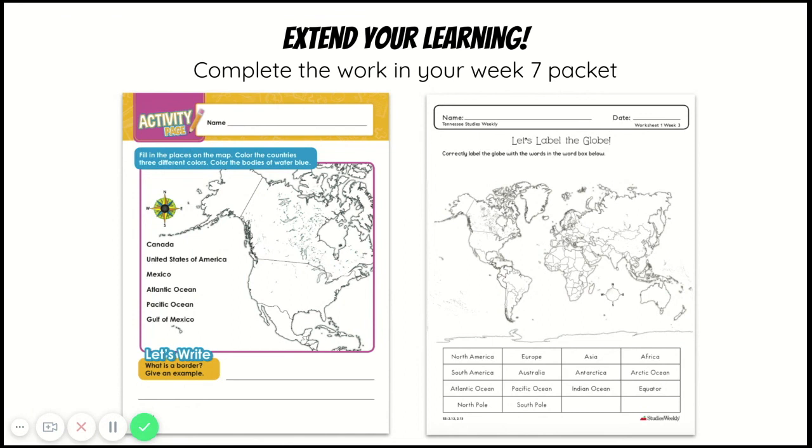The second page that is going to extend your learning with your Studies Weekly is called Let's Label the Globe. So you can use all of the different words in the word bank and try to label all the continents and oceans that you see. You can also label the North and South Pole. If you need to, use your Studies Weekly from this week and from last week, those can help you.